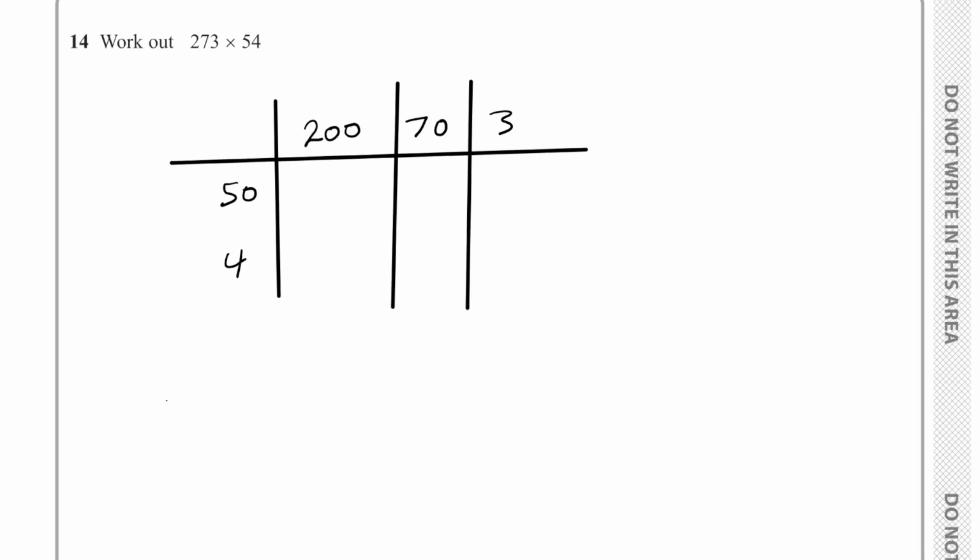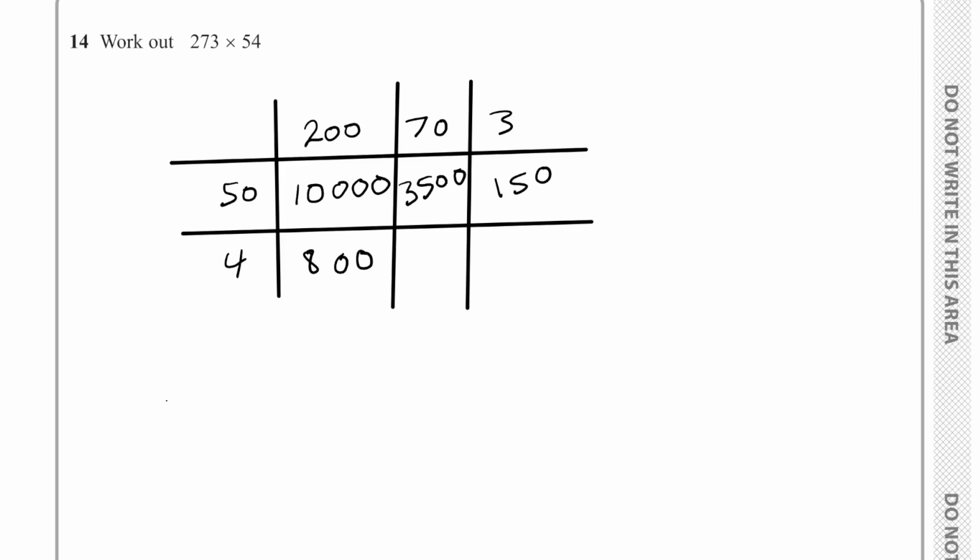Question 14. Work out 273 times 54. So we can use a grid, or we can use long multiplication. Any method you like. 273 times 54. 2 times 5 is 10. Add on 3 zeros. 2 times 4 is 8 with 2 zeros. 5 7s are 35 with 2 zeros. 3 5s are 15. Add a 0. 7 4s are 28. Add a 0. And 3 4s are 12. So add them all together.